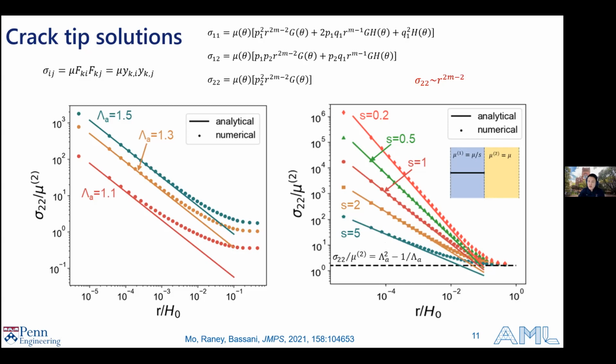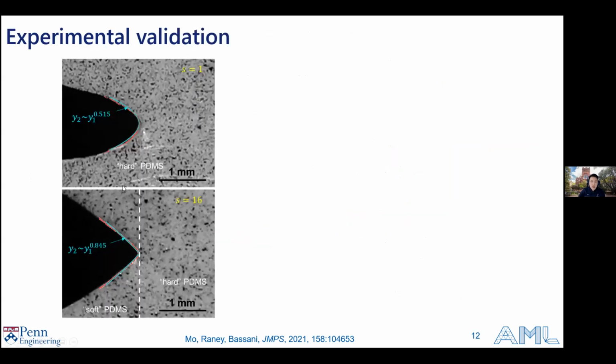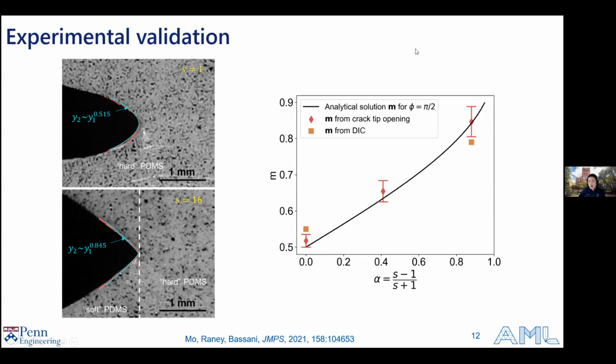We also validate these results using experiments. We fabricated a homogeneous PDMS in this case, and we can see clearly the homogeneous crack tip solution that resembles a parabola. If we fabricate a PDMS with an interface between soft and hard PDMS, we can see that this crack tip is much more linear, actually very close to 1 in terms of this exponent. If we plot this compared to the analytical solution of n that we have presented before, we can see very good agreement with the n extracted from the crack tip opening compared to the solution.